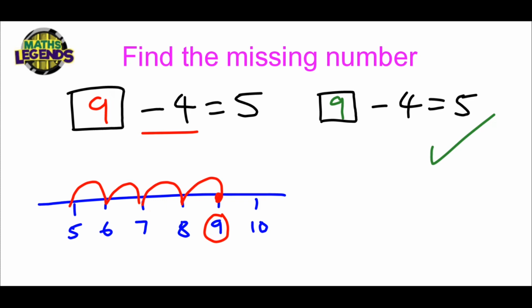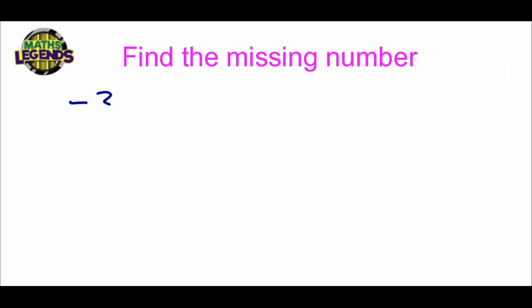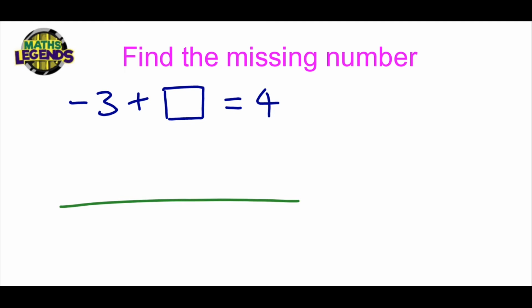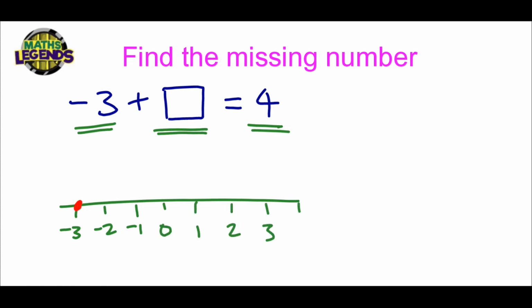Let's look at another example. Minus 3 plus an unknown equals 4. So again, we can draw the number line. So we know we're starting from minus 3. We're going to add something to get us to 4. So we start the number line from minus 3. It goes to minus 2, minus 1, 0, 1, 2, 3, and 4 here. And mark that with a dot.